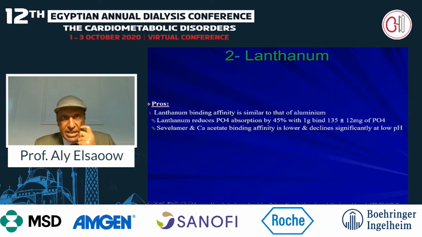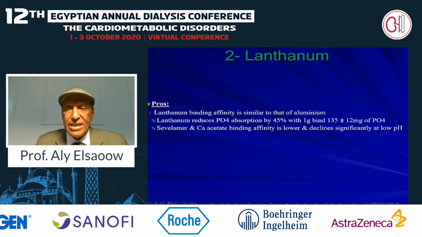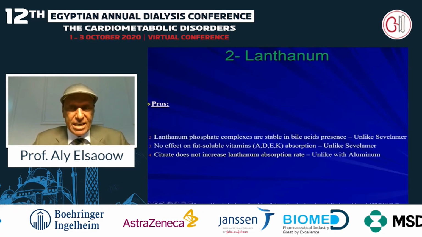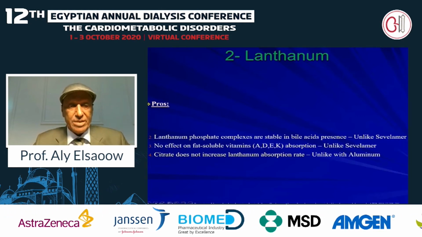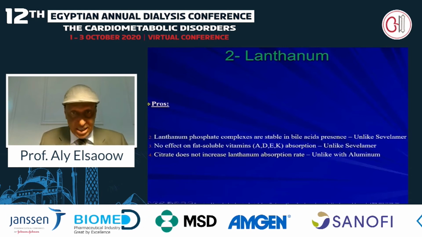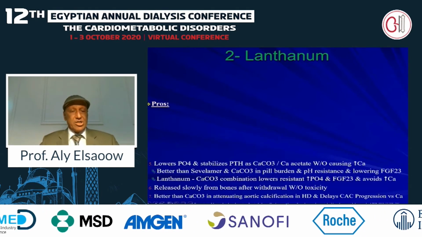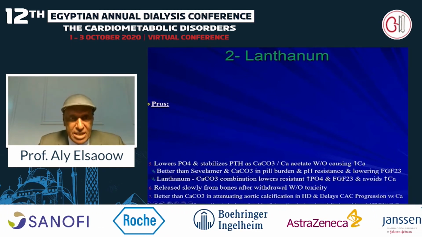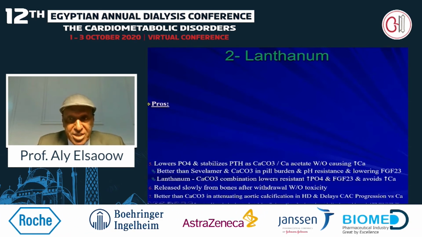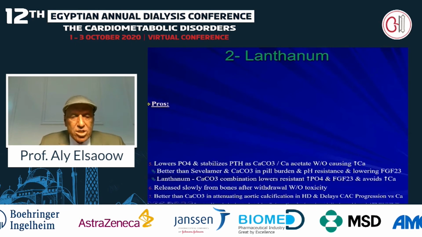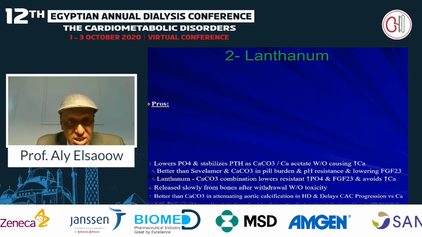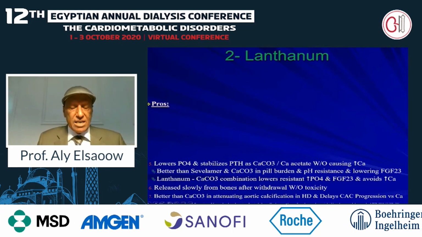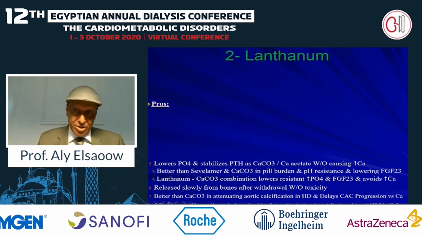Sevelamer and calcium acetate binding affinity is lower and declines significantly at low pH. It is stable in the presence of bile acid. Unlike sevelamer, it does not affect fat-soluble vitamin absorption, and citrate does not increase lanthanum absorption, unlike with aluminum. It is good in lowering phosphorus, stabilizing pH, and better than sevelamer and calcium carbonate in pill burden and pH resistance and lowering FGF23. Released slowly from bones after withdrawal without toxicity, and it's better than calcium carbonate in attenuating aortic calcification, and delays coronary artery calcification progression compared to calcium.